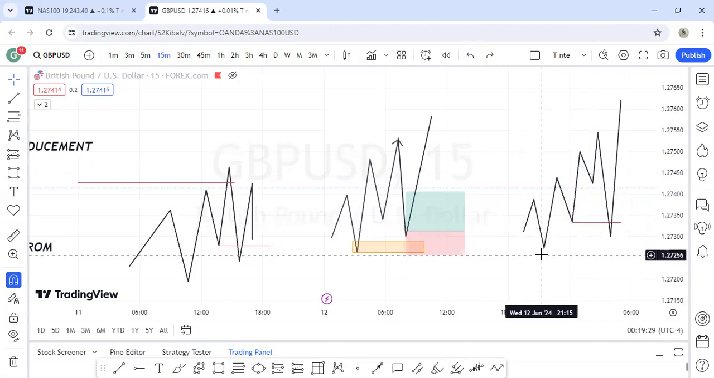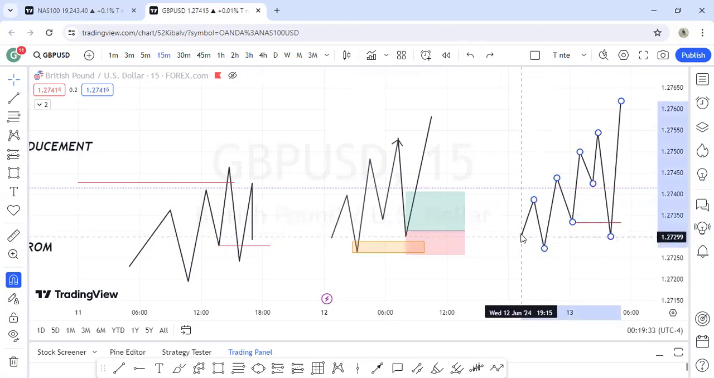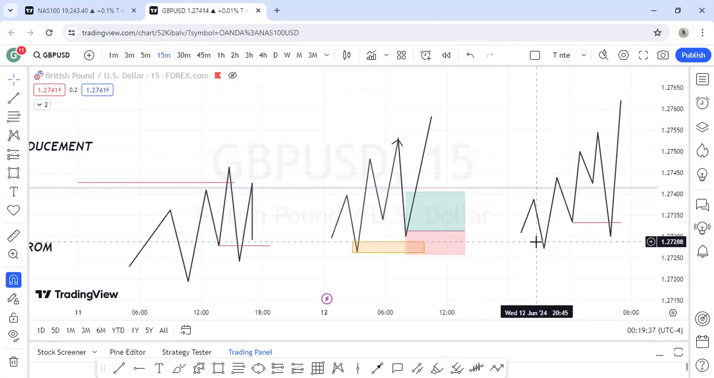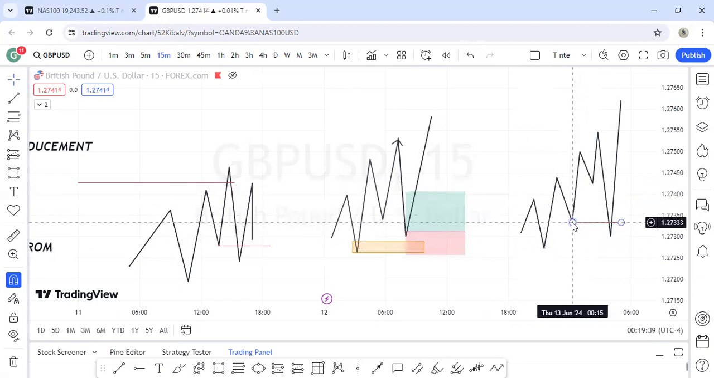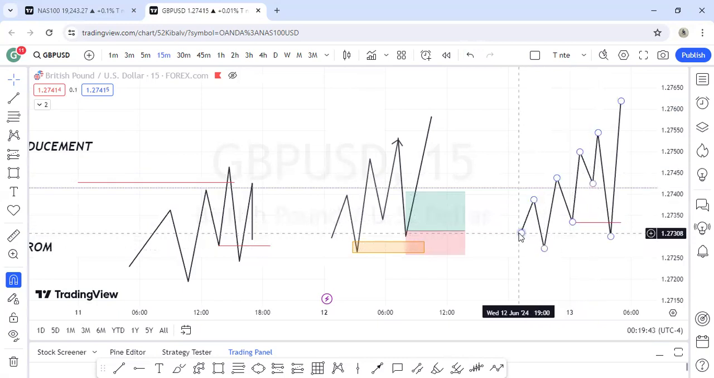What is a strong low? Remember I told you guys a strong low is a low that runs liquidity before breaking above. What do I mean? This low ran the previous low before breaking above. Meanwhile, this low did not run out any low. This did not run out any low, but this particular one ran out this low.